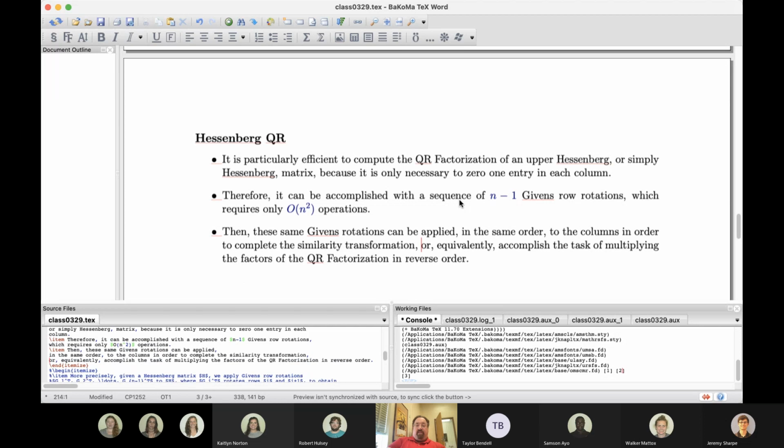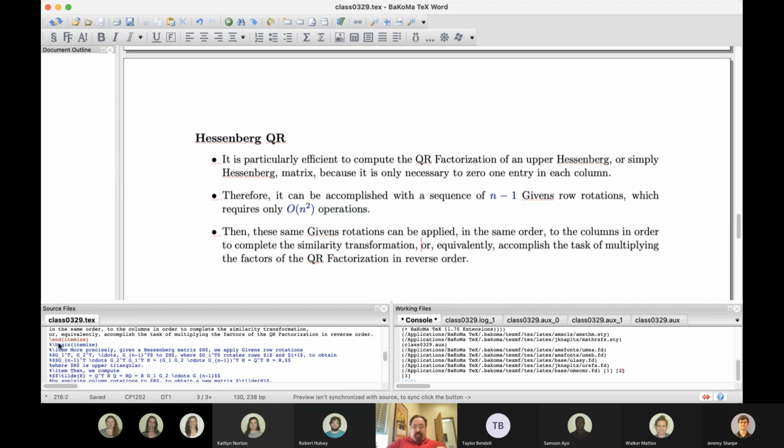Now, to reduce the Hessenberg matrix to upper triangular form, you use these Givens row rotations. You're applying them on the left. Then you have to multiply that resulting matrix R by Q on the right. That means applying all of these Givens rotations on the right that rotate columns. So that's the same amount of work as it was when applying on the left. So the whole process, computing H equals QR, then H equals RQ, all of that takes order n squared work.